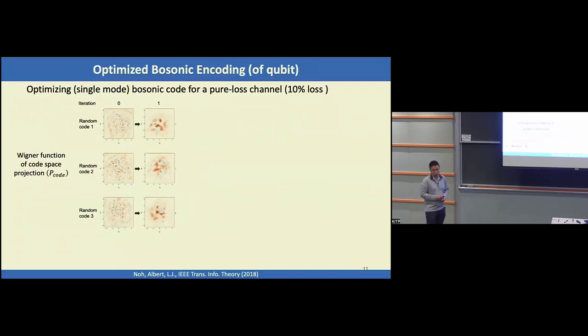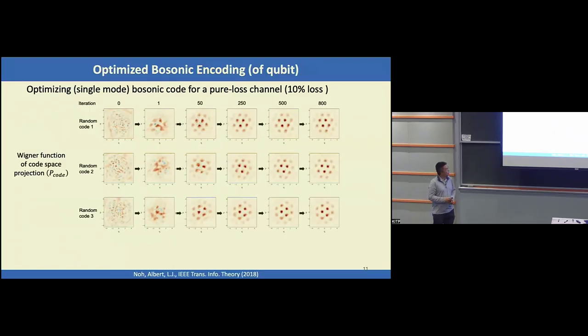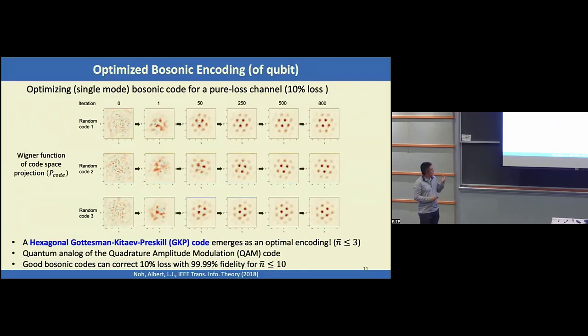And what happens is that initially you can choose an arbitrary two-dimensional projection. And after a few hundred iterations, you will see that the hexagonal lattice appears. And that exactly corresponds to the projection of the hexagonal lattice GKP code. So it doesn't matter what the initial two-dimensional code space you choose. After this optimization, it turns out that the hexagonal lattice GKP emerges as the optimum encoding.